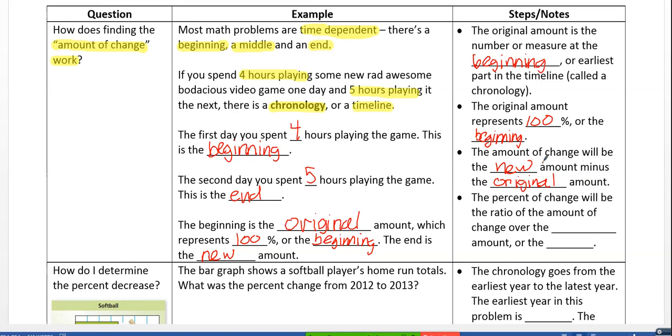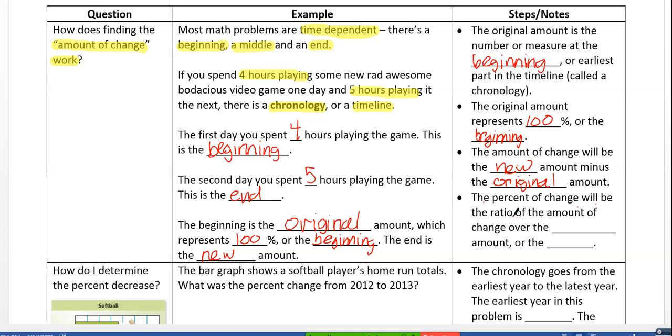Am I going up from the original to the new amount, or am I going down from the original to the new amount? If you do it this way, the new minus the original, you might get a negative number. That just means that you have a decrease, right? If the new amount is 7 and the original amount is 10, 7 minus 10 is -3, you know that you have a percent decrease. So we'll go over that in the next example.